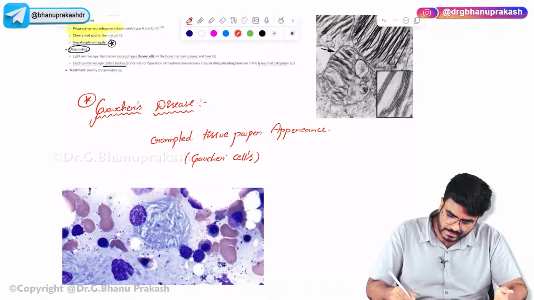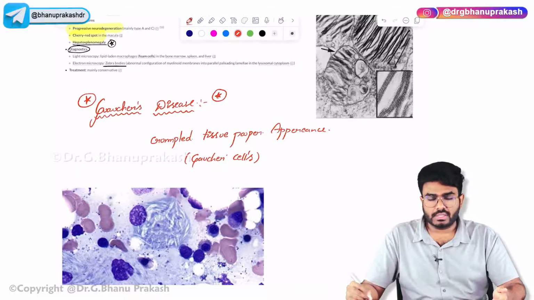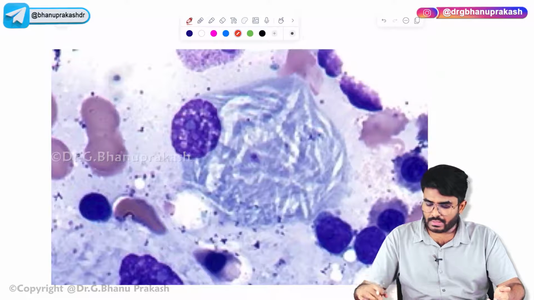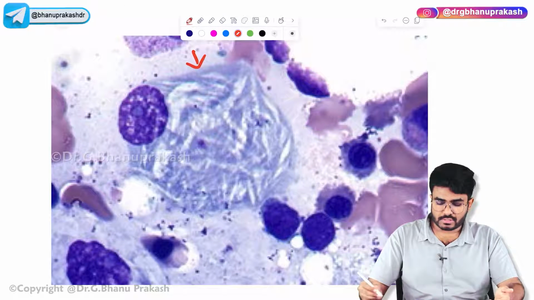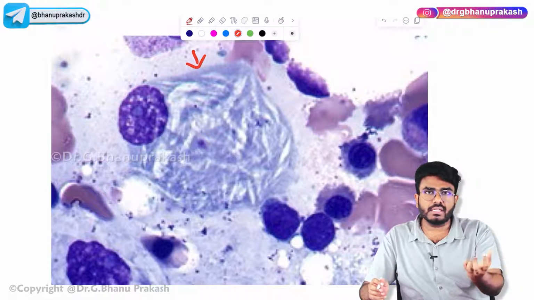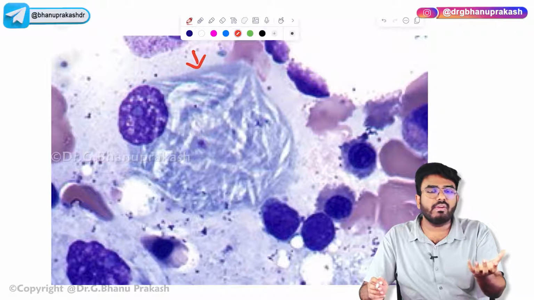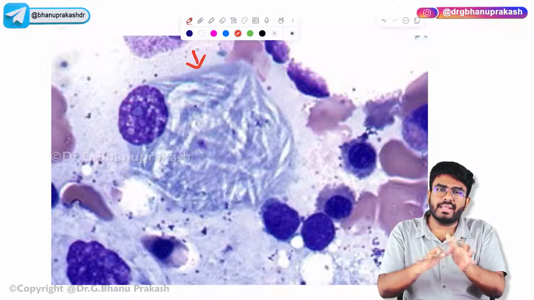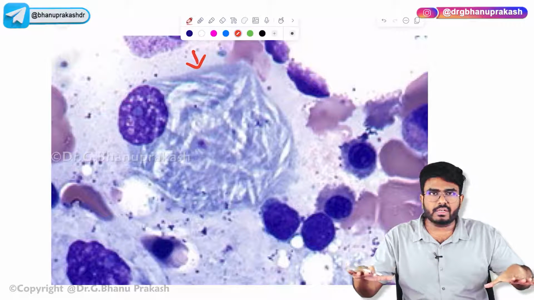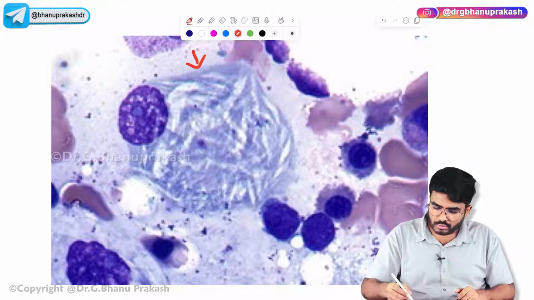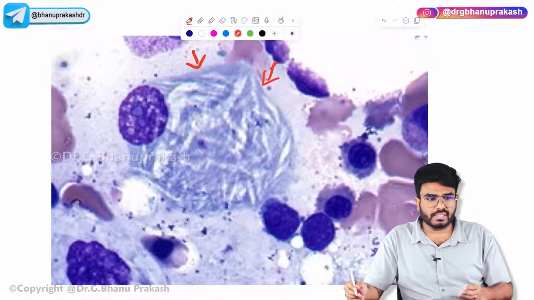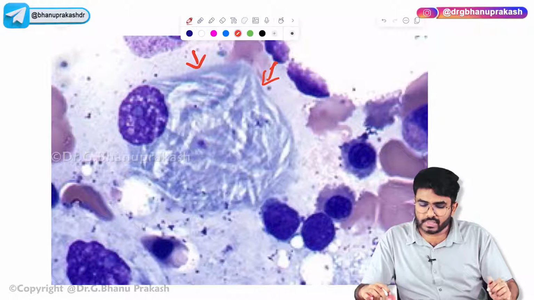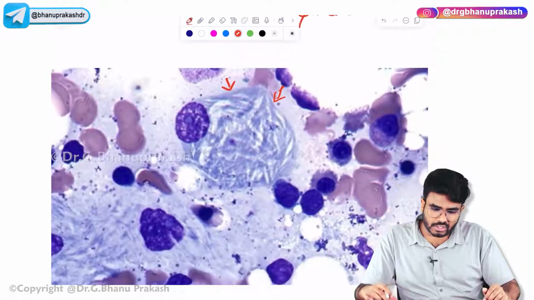Now, in Gaucher's disease, every time this one question will come: see how the cell is looking. The cell is looking like a crumpled tissue paper. You just take a tissue paper, you just use it, how will it look? It's going to look crumpled. It's not going to be even, it's going to have lots of folds, right? So this is like a used-up crumpled tissue paper. So crumpled tissue paper appearance is going to be seen in Gaucher's disease.